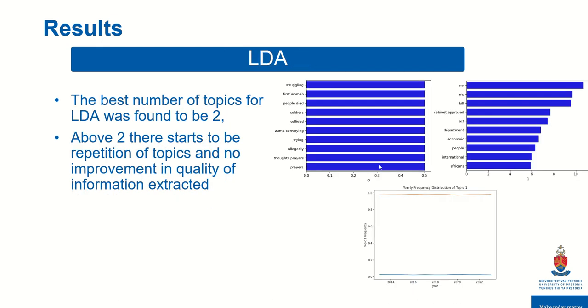With LDA, I found that the best number of topics was 2 topics. Above 2 topics, I found that there was a lot of repeatability of the topics, and there wasn't much of an improvement in the quality of information extracted. And I also saw that the distribution of the topics over the years didn't show much of a trend.